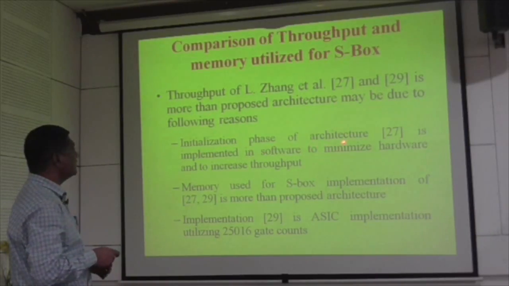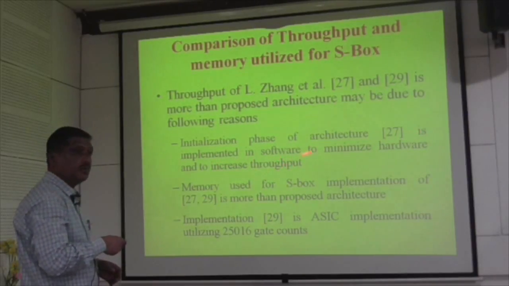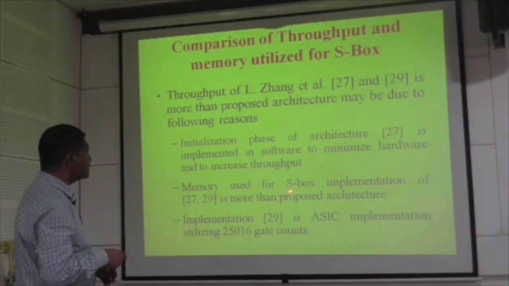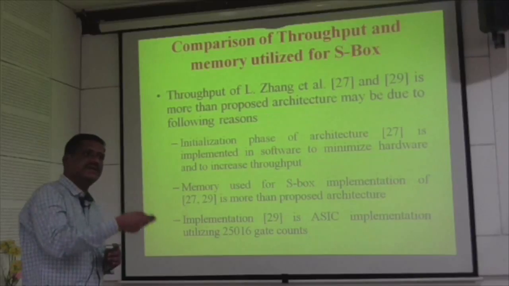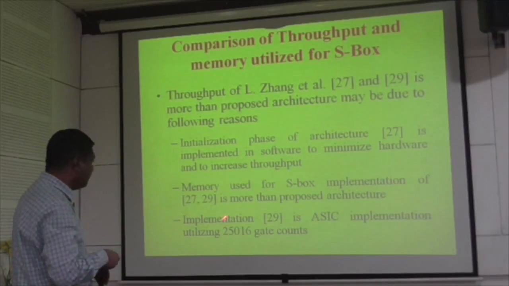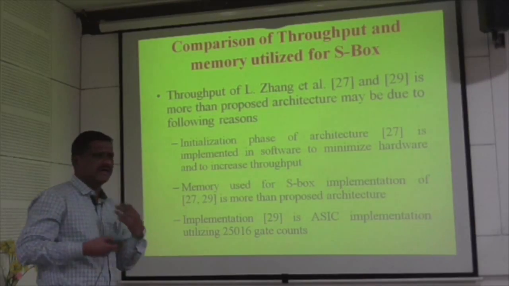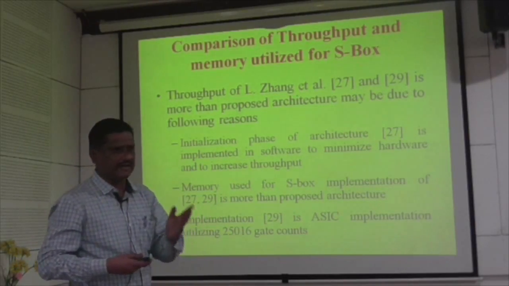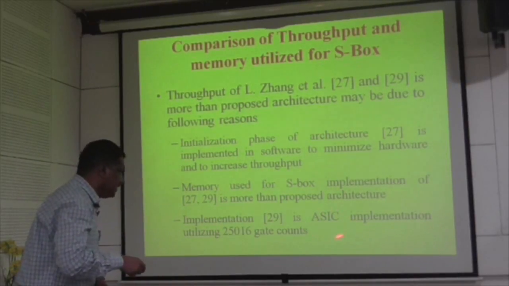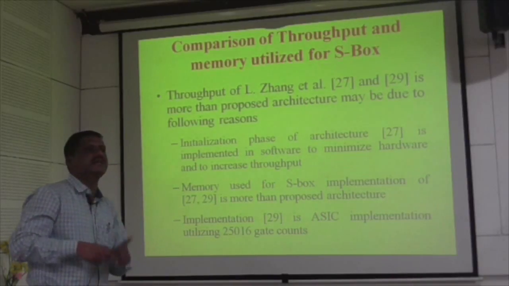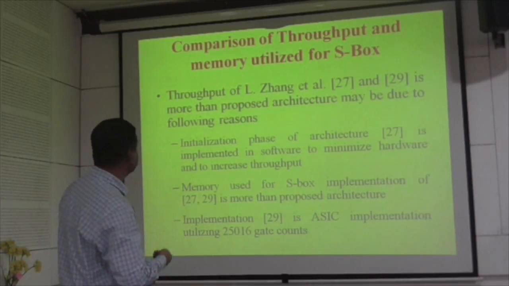Here, in the architecture of reference 27, the initialization phase is implemented in software, that's why their throughput is more and hardware is minimum. Memory used for the S-box implementation of 27 and 29 is more than the proposed architecture, that's why their throughput is more than our throughput. The implementation is ASIC. My implementation uses this many counts because I'm not using the backend design, I'm using the front end and the VHDL language for the implementation. That's why if my design is compared with ASIC, it is inferior to FPGA designs because ASICs are backend designs and our design is a front end design.